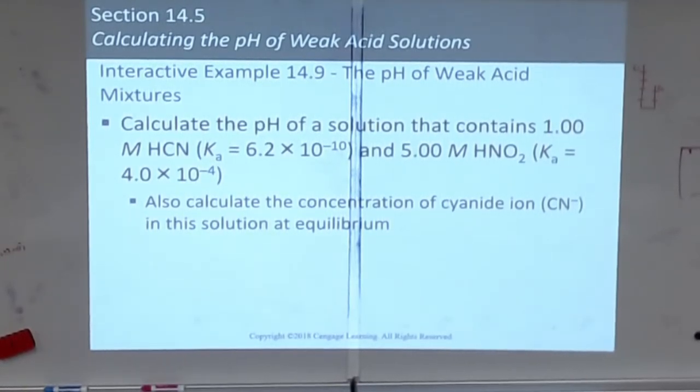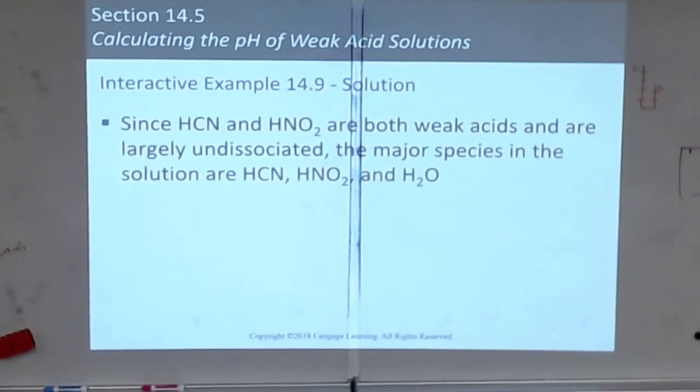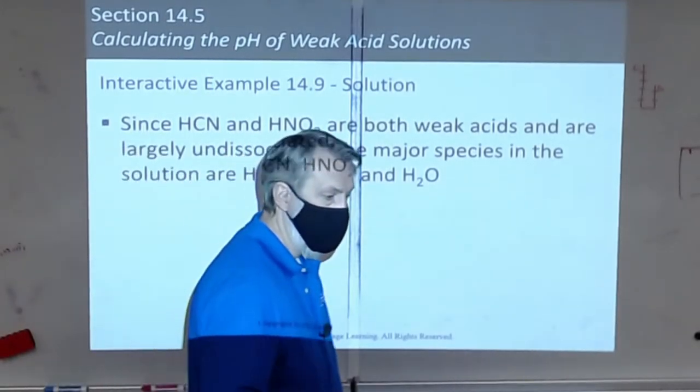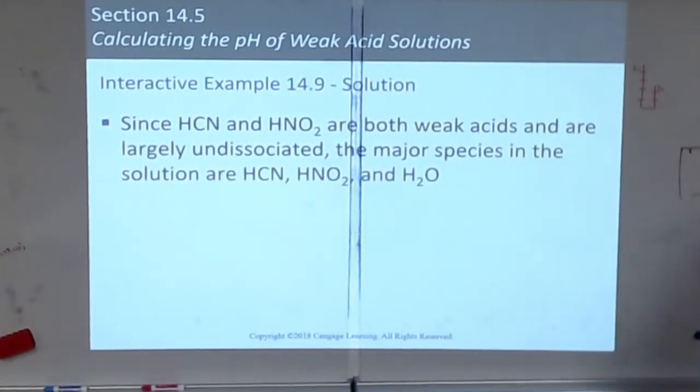All right. Good? All right, here we go. They're both weak acids. They're both going to be largely undissociated. So my big contributors are going to be the hydrocyanic acid, the nitrous acid, and the water. Okay? All three of these can contribute hydrogen ions.